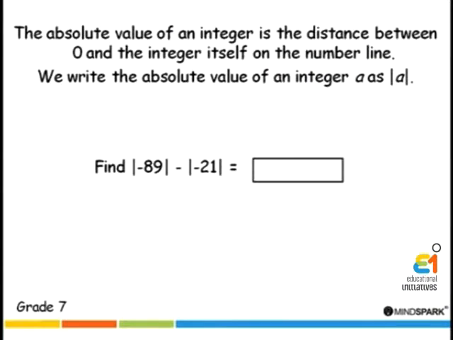This question has been taken from MindSpark. It gives the definition of the absolute value and then asks a question on the same. It says, the absolute value of an integer is the distance between 0 and the integer itself on the number line. We write the absolute value of an integer a as mod a. Find mod of minus 89 minus mod of minus 21.